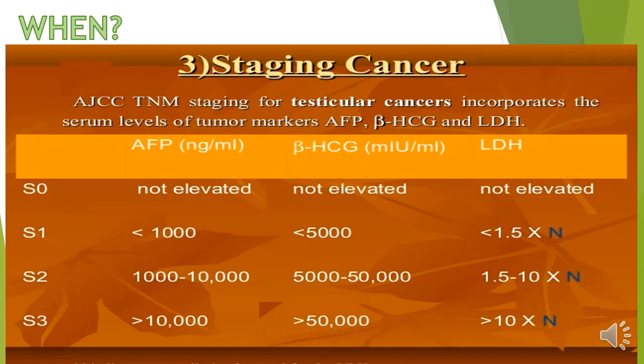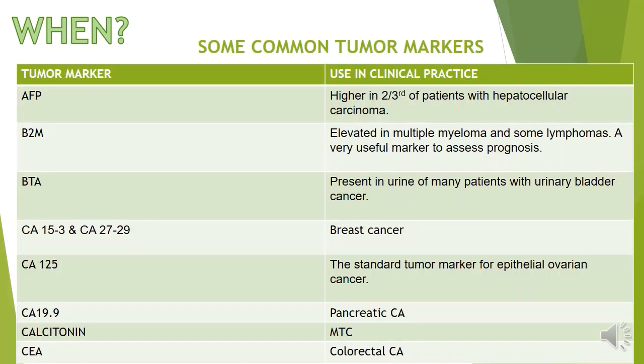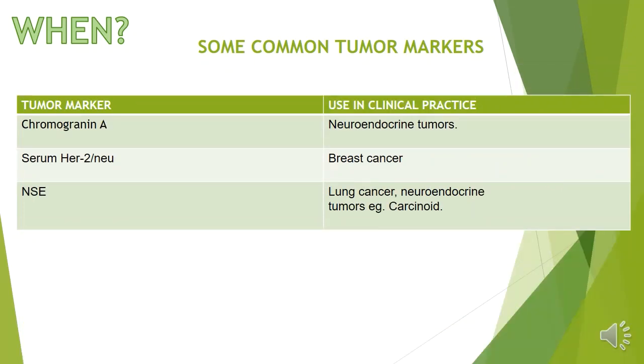Some common tumor markers, I have given some examples. You can remember alpha fetoprotein for hepatocellular carcinoma, beta-2 microglobulin for prognosis of multiple myeloma, BTA, bladder tumor antigen, present in the urine of many patients with urinary cancer, CA15-3 for breast cancer, CA125 the standard tumor marker for epithelial ovarian cancer, CA19-9 for pancreatic carcinoma, calcitonin for medullary thyroid carcinoma, CEA for colorectal. Chromogranin A for neuroendocrine tumors, serum HER2/neu for breast cancer, neuron-specific enolase for lung cancer and neuroendocrine tumors.